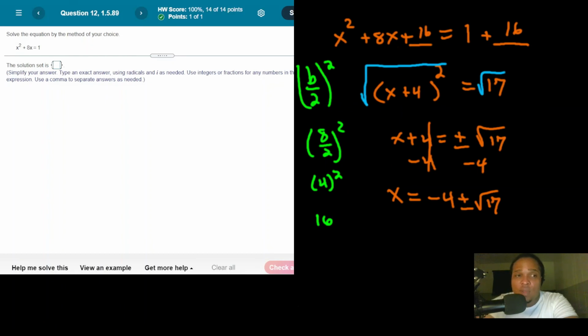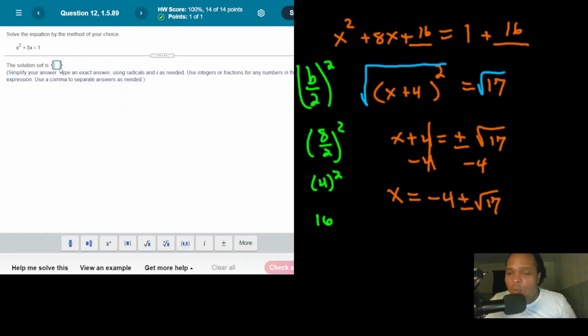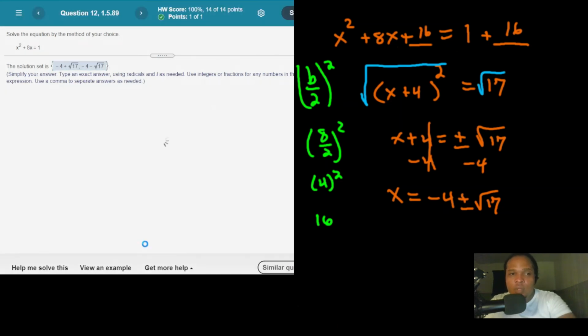So remember, you have two answers, right? A positive version and a negative version. So we have -4 plus the square root of 17, comma, -4 minus the square root of 17. All done.